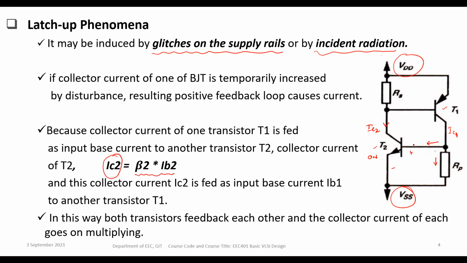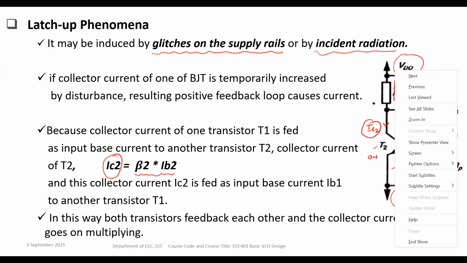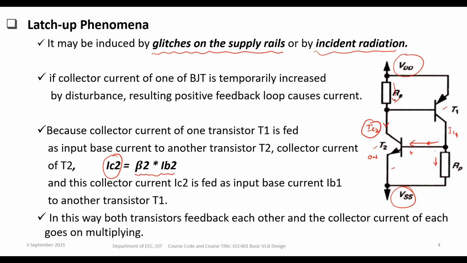What is the current flowing here? The base current. This base current is multiplied with the beta of this transistor, which results in IC2. So that means if this current is coming, this value will come here. This is what the current flow will be. From here, it will go here and it will go here also.